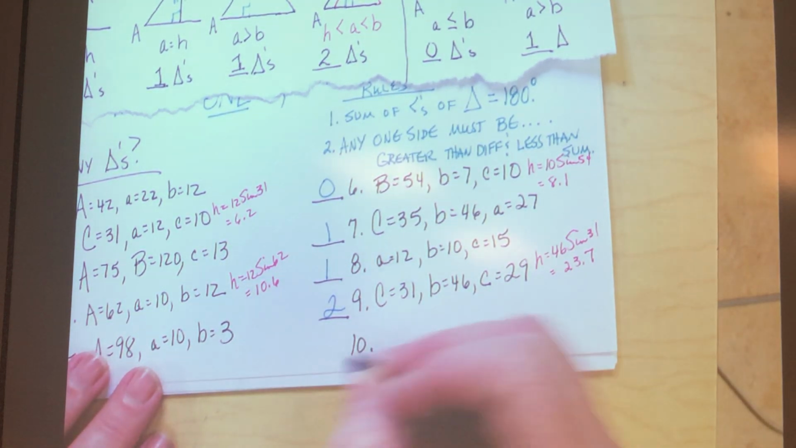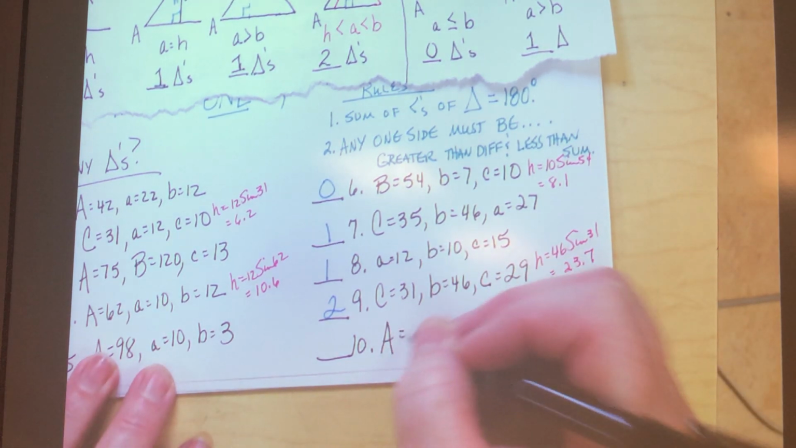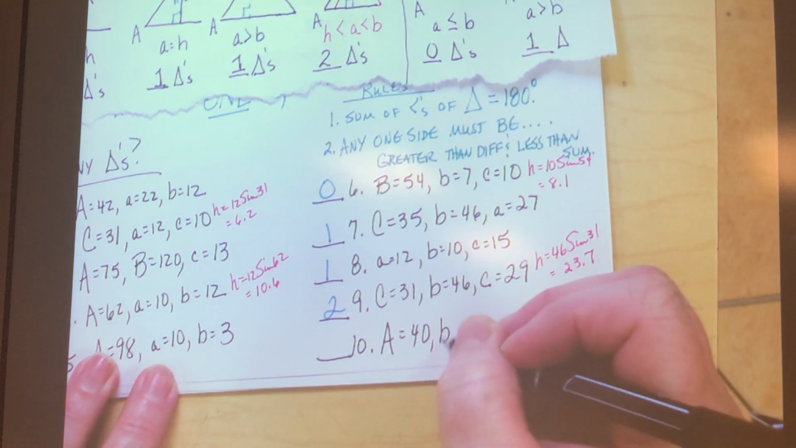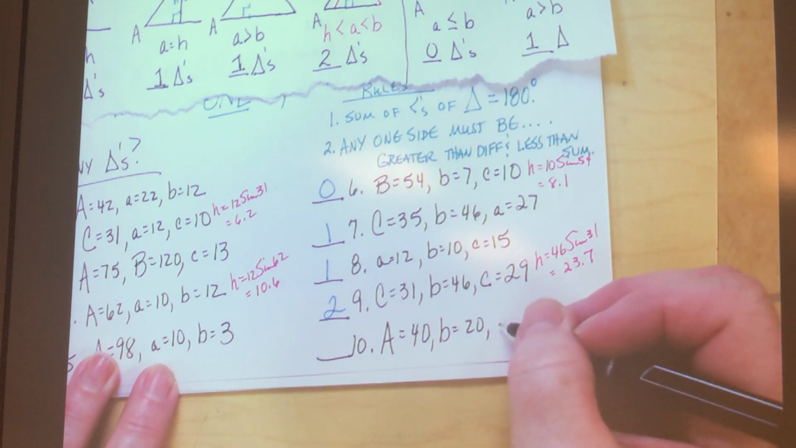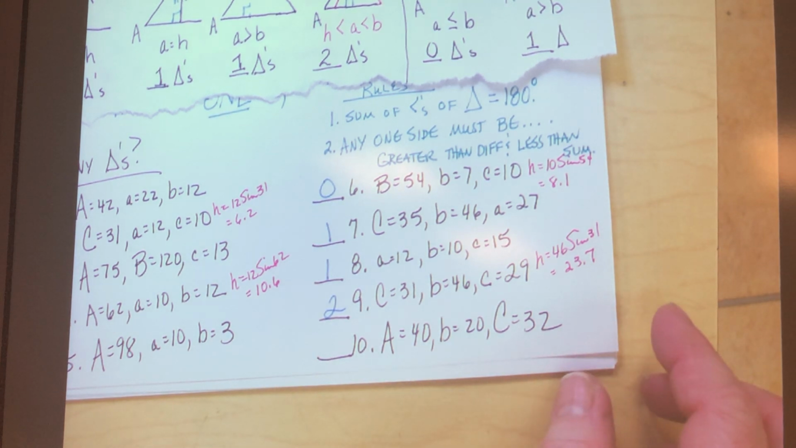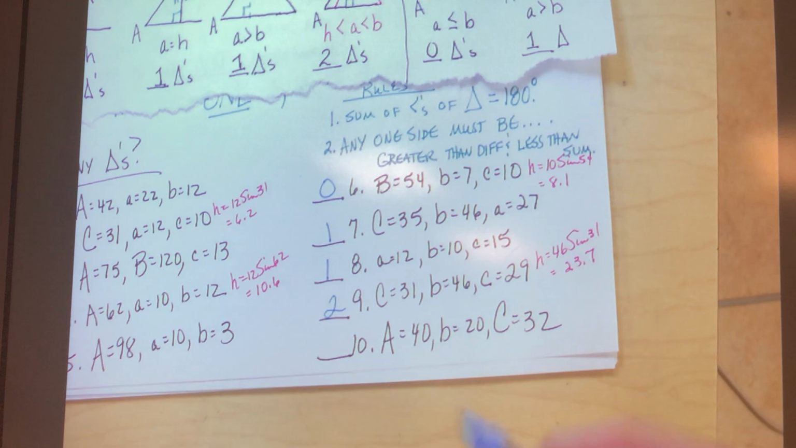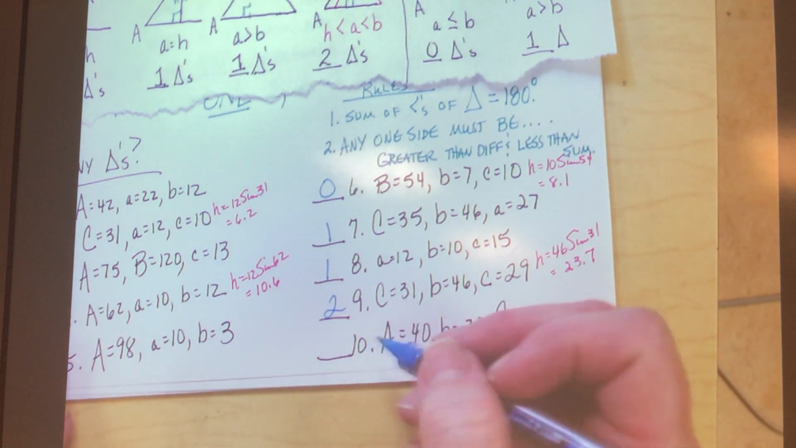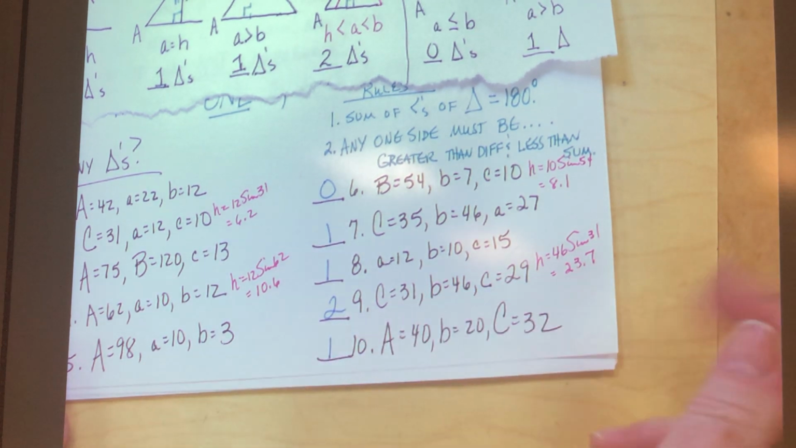All right, last one, then we're moving on. Big A is equal to 40. Little b is equal to 20. And big C is equal to 32. Is it ambiguous? How many triangles does it make? 1. He didn't break any rules, y'all. The only thing you got is 2 angles, and they make 72. That doesn't bust 180. 1 triangle.